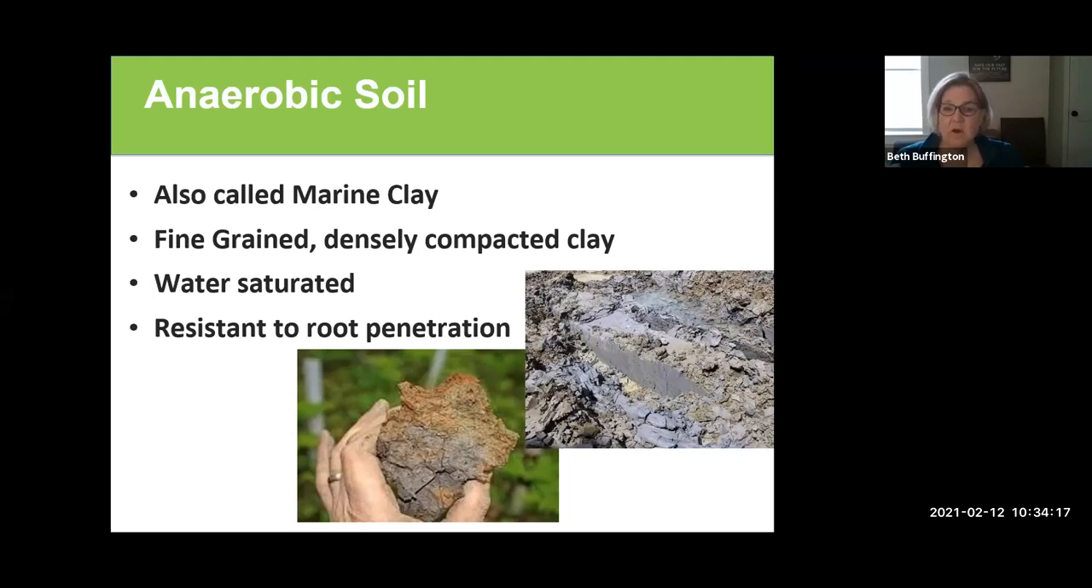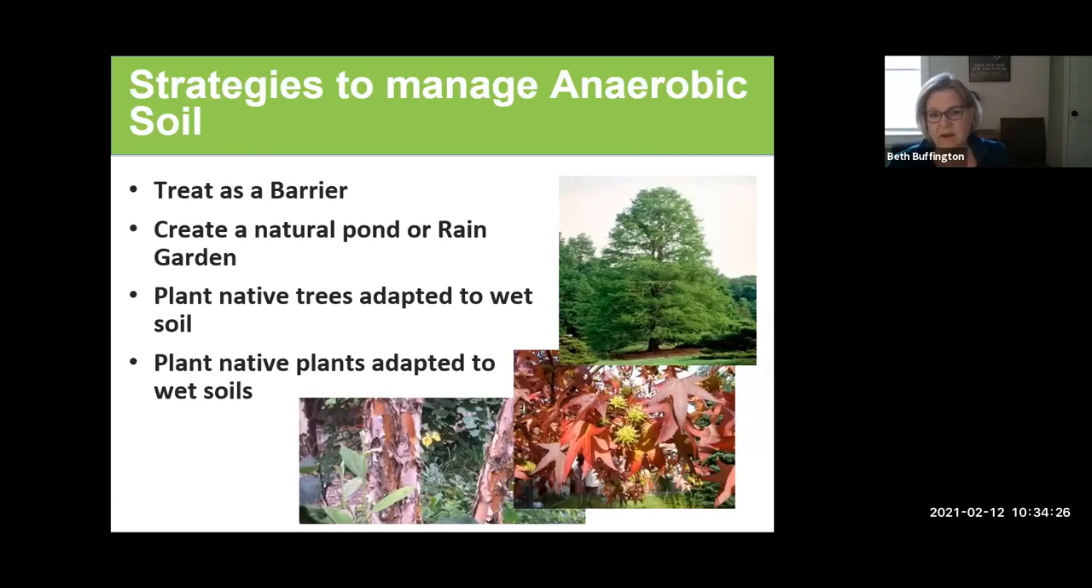And you have to decide whether you're going to create a way to treat it as a barrier and create a natural pond or a rain garden. The other thing is that one of the recommendations I've seen for this is native trees that are adapted to wet soil can live in this type of environment, and they eventually will break down the clay environment. Which I think is just a wonderful thing to think about, that these tree roots will eventually be able to break this soil down.